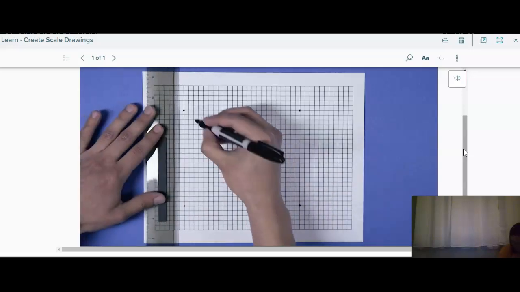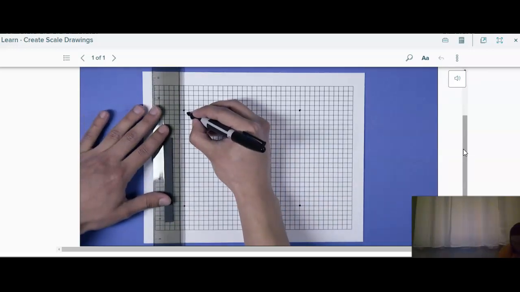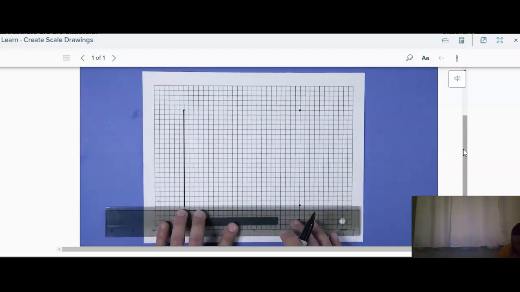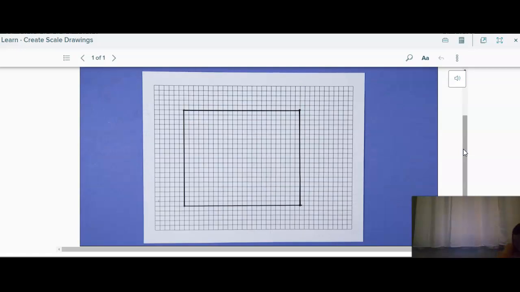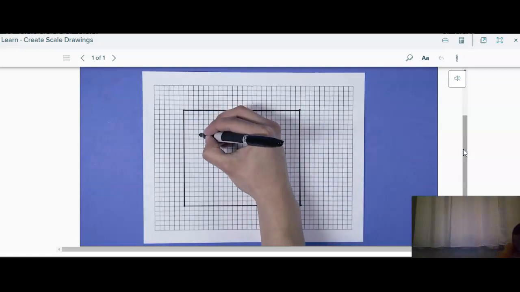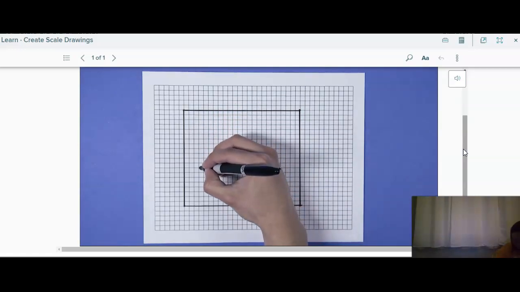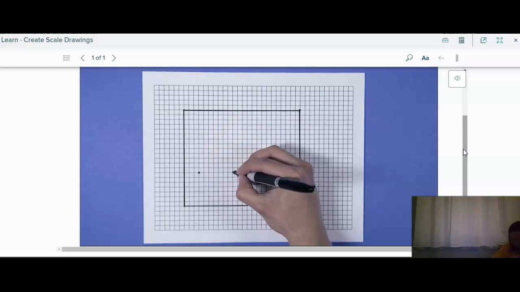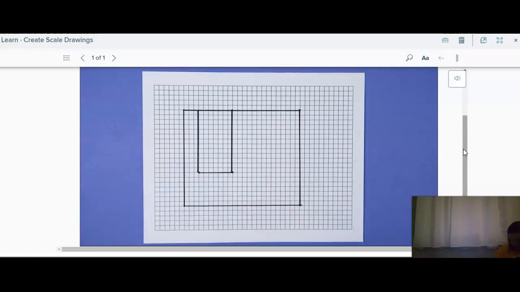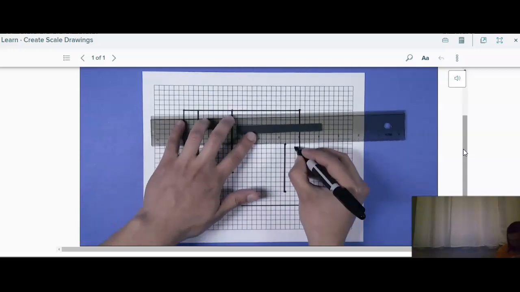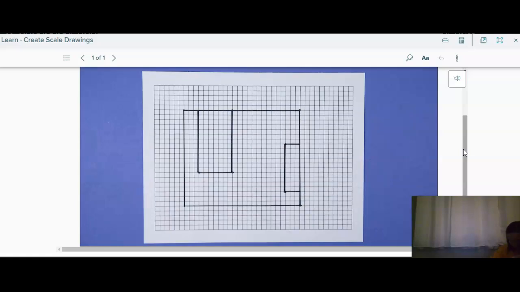On grid paper, use a straight edge to outline the room using 1 square per unit. Choose a location for the bed. Draw the bed using 1 square per unit. Then choose a location for the dresser. Draw the dresser using 1 square per unit. This process can be used to make a scale drawing.